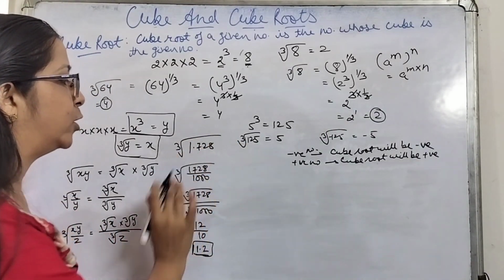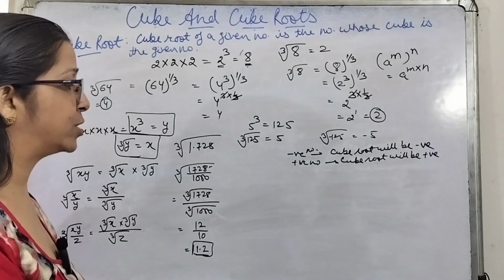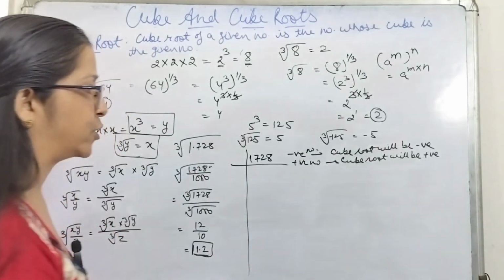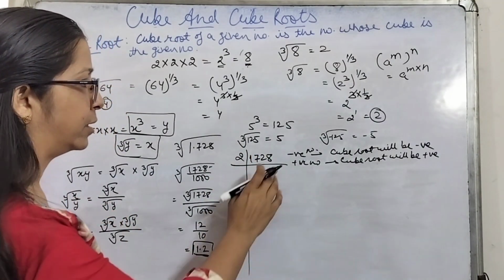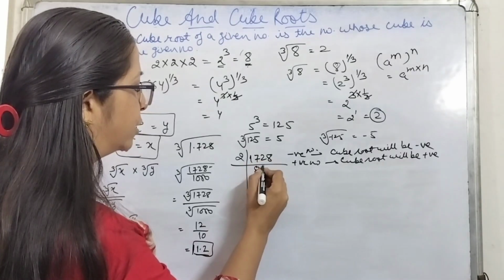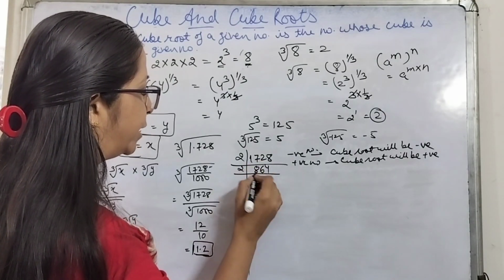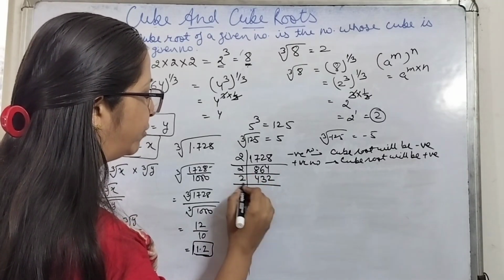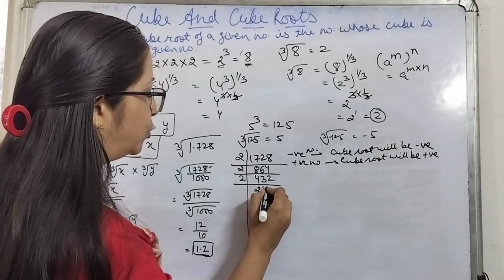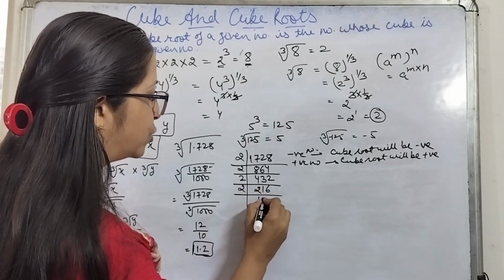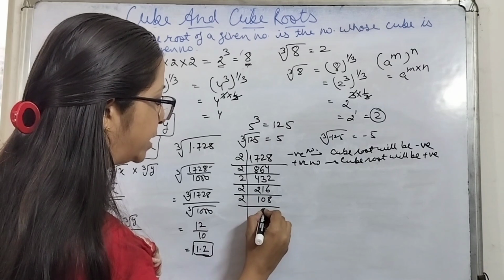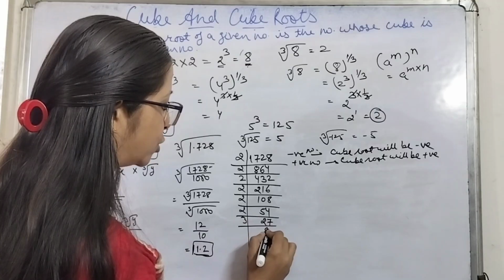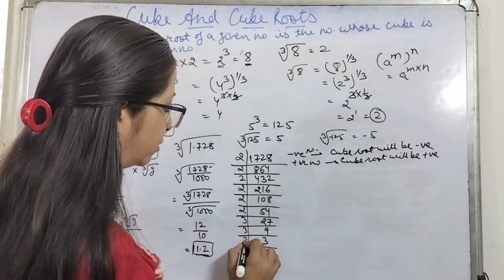Suppose we take 1728 only. We have to find the cube root of 1728. So how will we find it? We will do the prime factorization. Dividing by 2 because it is an even number: 2 8s are 16, 2 6s are 12, 2 4s are 8. Again dividing by 2: 2 4s are 8, 2 3s are 6, 2 2s are 4. Again by 2: 2 2s are 4, 2 1s are 2, 2 6s are 12. Again by 2: 2 1s are 2, 2 8s are 16. Again by 2: 2 5s are 10, 2 4s are 8, 2 2s are 4, 2 7s are 14. Then 3 9s are 27, 3 3s are 9 and 3 over here.